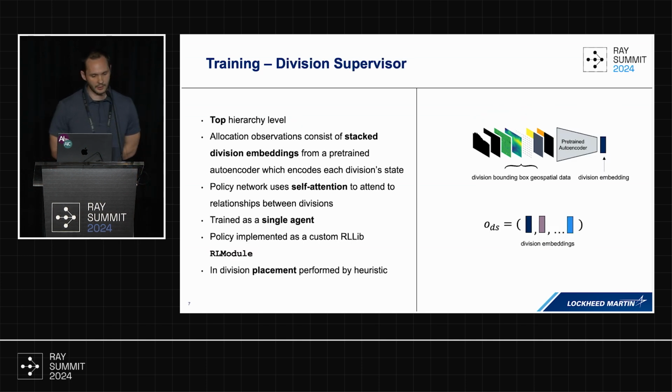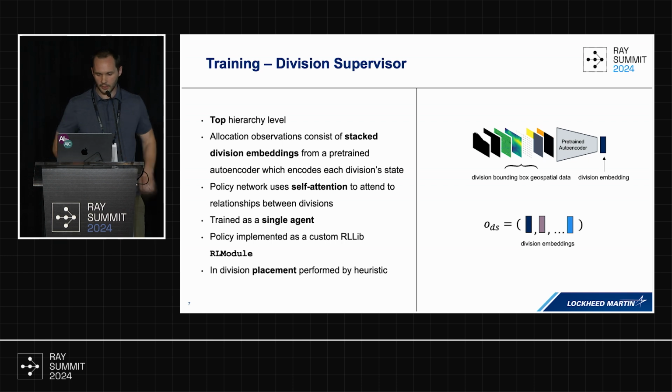So stepping up again to the top level here, the division supervisor. So again, the fire map is divided into partitions or divisions, and each is overseen by a division supervisor. And those division supervisors really do two different actions. So first, they act collectively to decide how to allocate the available crew boss agents amongst themselves. And then secondly, once they have that allocation, they perform sort of fine-grained placement of those agents into the world. So for that first part, the allocation, because it's a collective action, we actually train them jointly as a single agent.